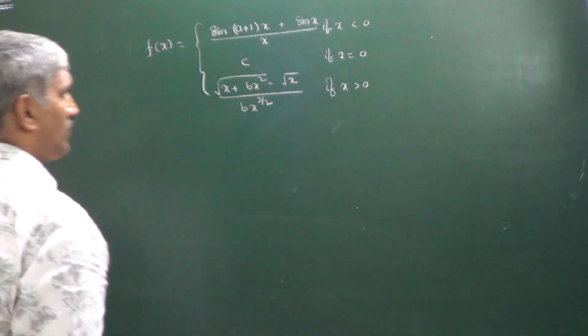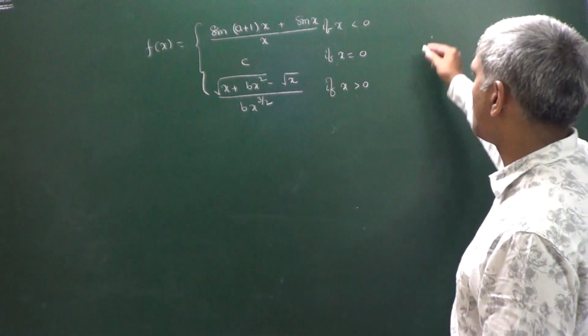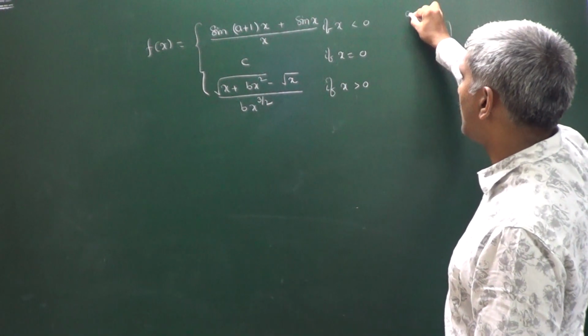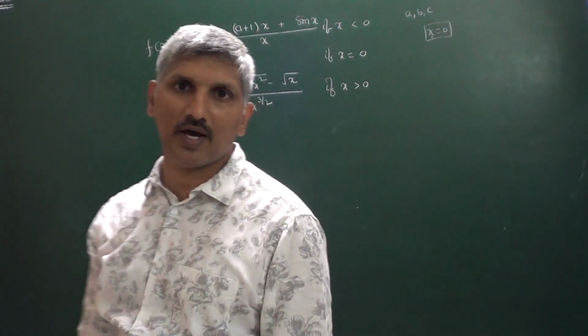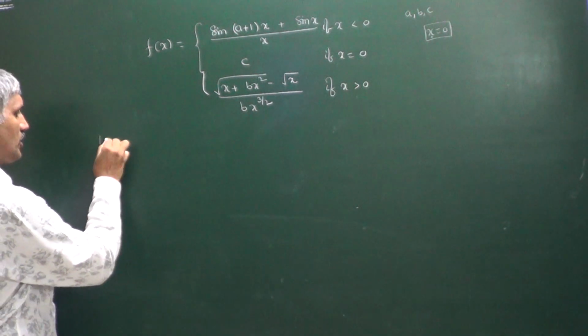He is saying that the function is continuous at x is equal to 0. If the function is continuous at x is equal to 0, then he is asking to find the values of a, b, c. A value, b value, c value we have to find out. Okay, the function is continuous at x is equal to 0.